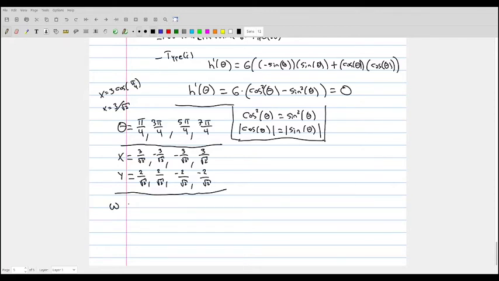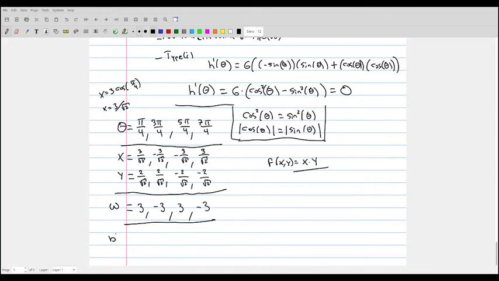And lastly, we'll write down the function values at each one of these points. The function, remember, is f of x, y equals x times y. The function value at the first point at pi over 4 is going to be 6 over the square root of 2 times the square root of 2, or 2. So that's just going to be equal to 3. It'll be negative 3 similarly at 3 pi over 4, positive 3 at 5 pi over 4, and negative 3 at 7 pi over 4. So these are all potential max and mins of the function.